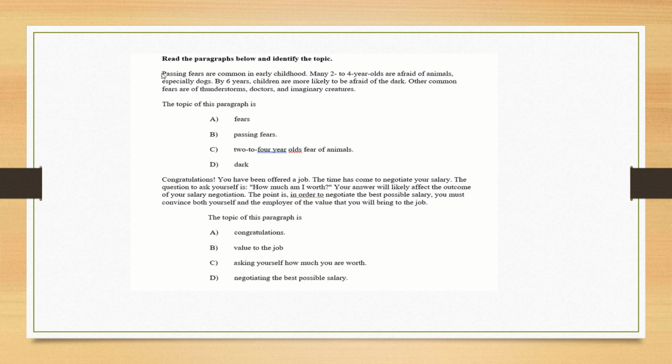So, what is the topic of the paragraph? Is it fears in general? Passing fears. Passing fears are fears that at a certain age we are afraid of something, but they pass as we get older. Is the paragraph about 2 to 4-year-olds being afraid of animals? Or is the paragraph about the dark? Now, fears is too general, okay? Because the paragraph discusses passing fears, things that we are afraid of at a certain age that pass when we come out of that particular age group.